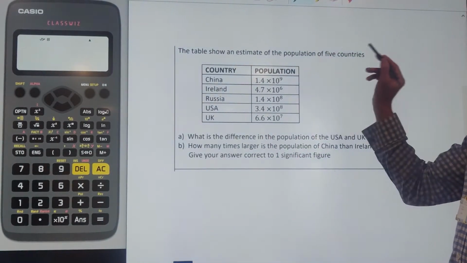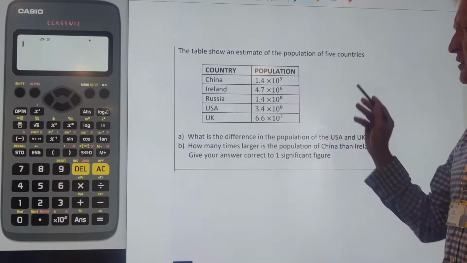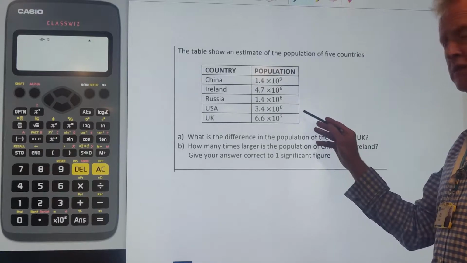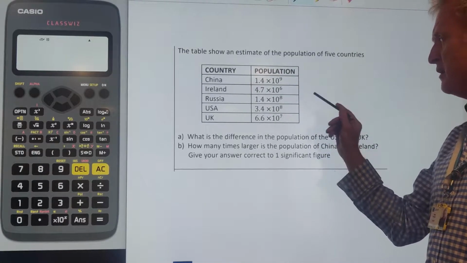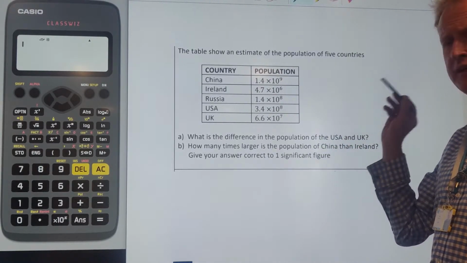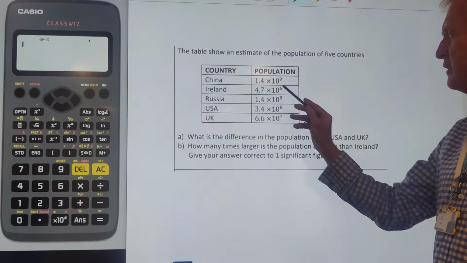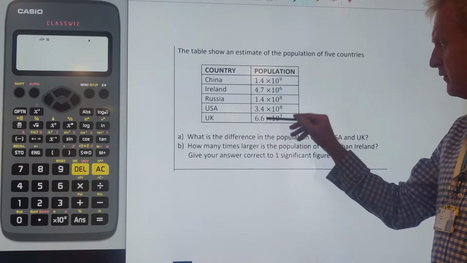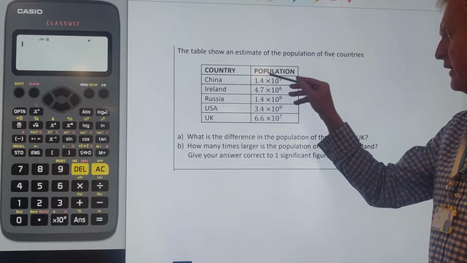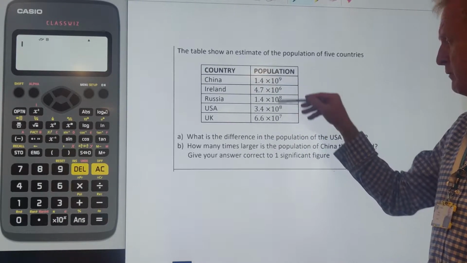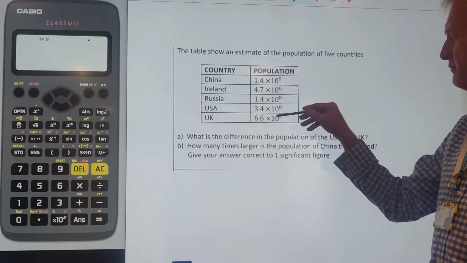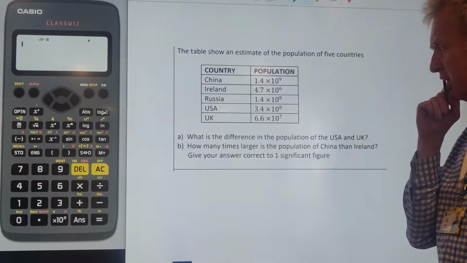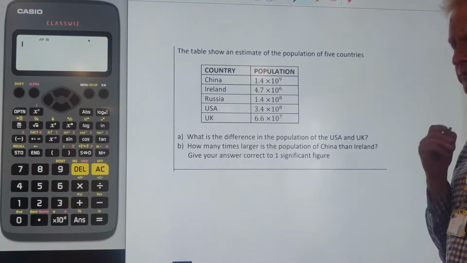So we've got a table showing a population of 5 different countries: China, Ireland, Russia, US and UK. And all of these populations are written in standard form. So don't forget, when you're writing an answer in standard form, it's one number in front of the decimal only. You're only going to go up from 1 to 9. And then you're multiplying that particular number by a power of 10. Okay, so that's what standard form looks like.